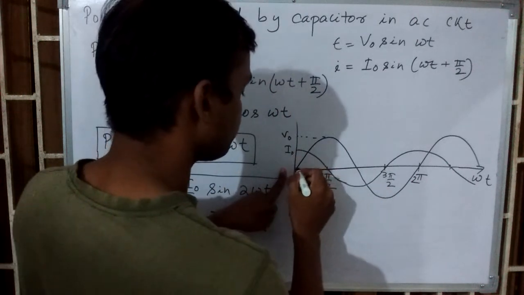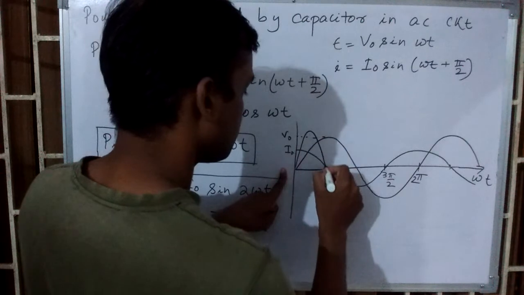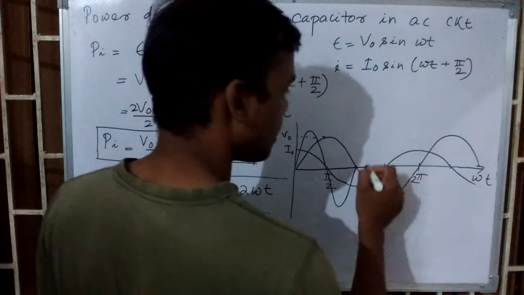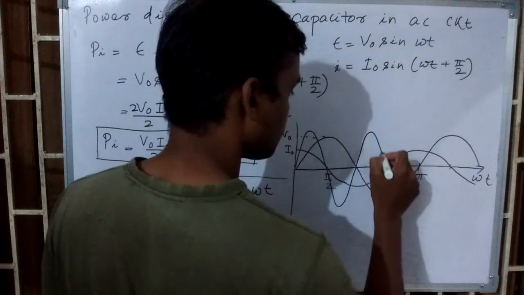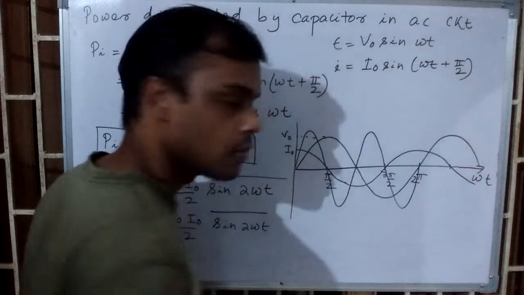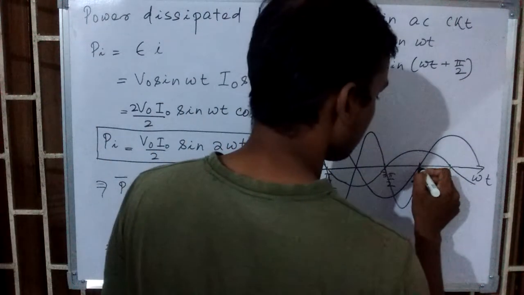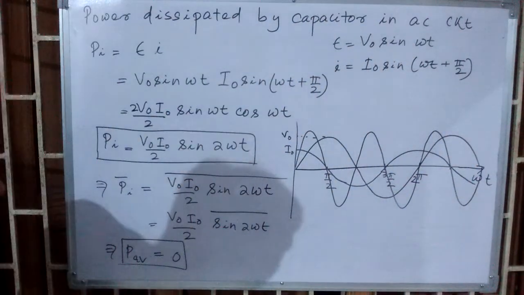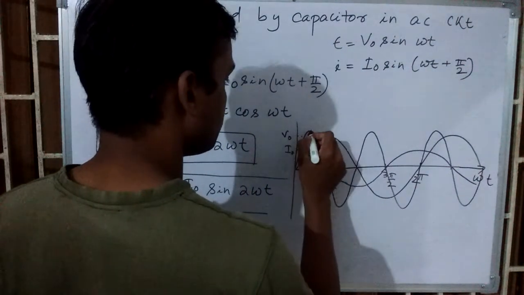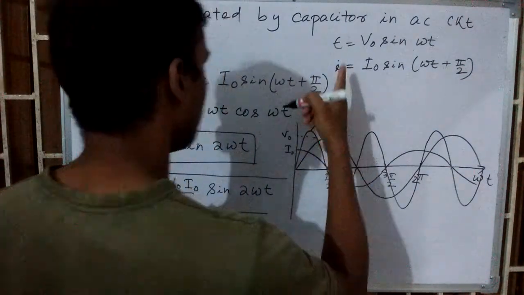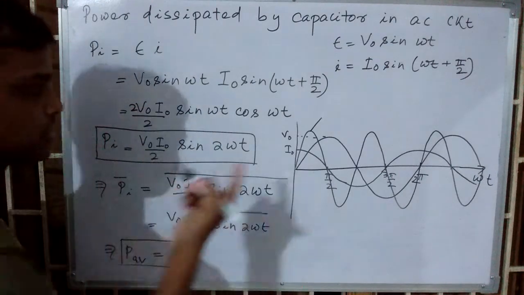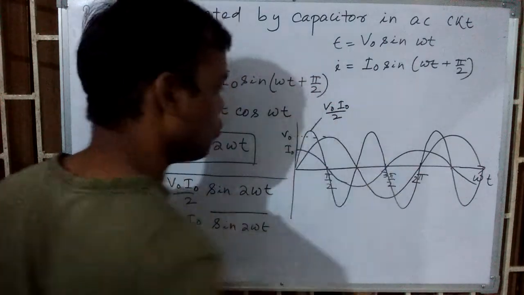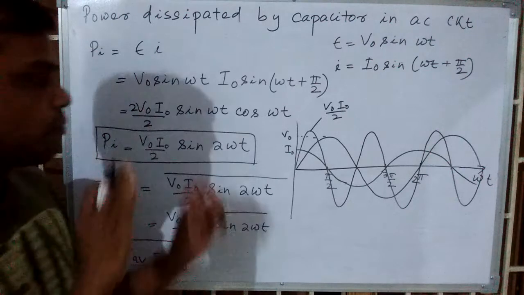So how to draw it? Now this is the power wave. Similarly in this also another wave, and similarly in this also another wave, like this. So this peak value is V naught I naught by 2. This is the amplitude. Now this is the complete waveform of power.